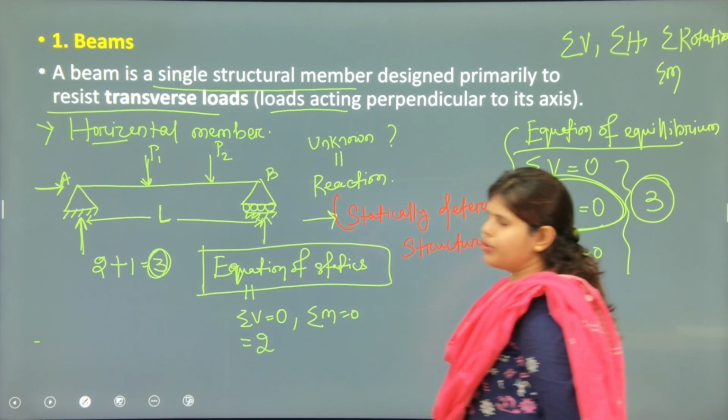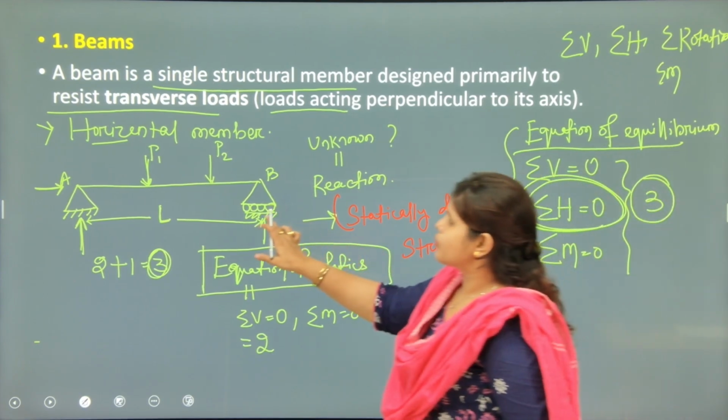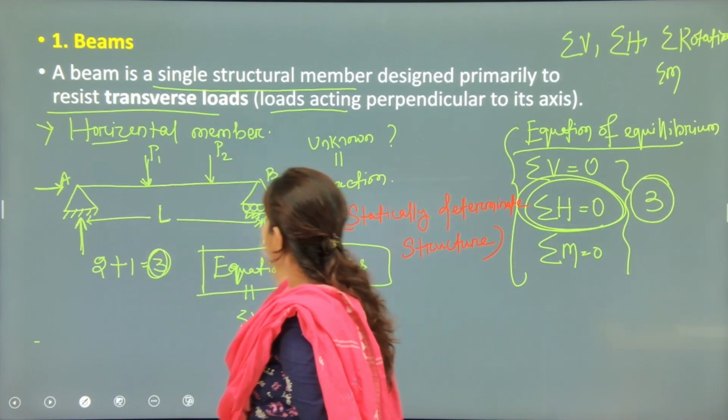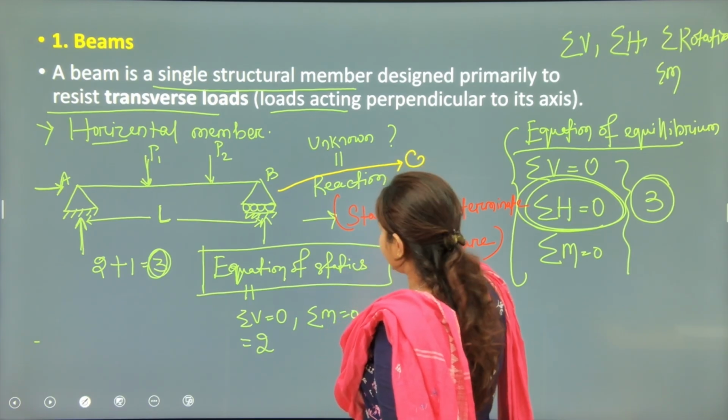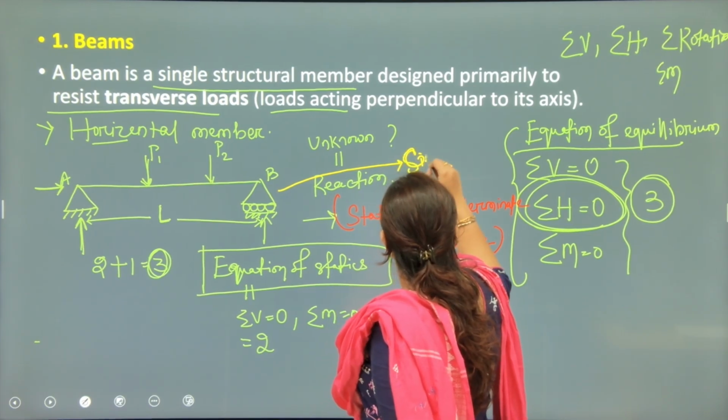Also, if we have one support as roller and another one as hinge, this is also called a simply supported beam.